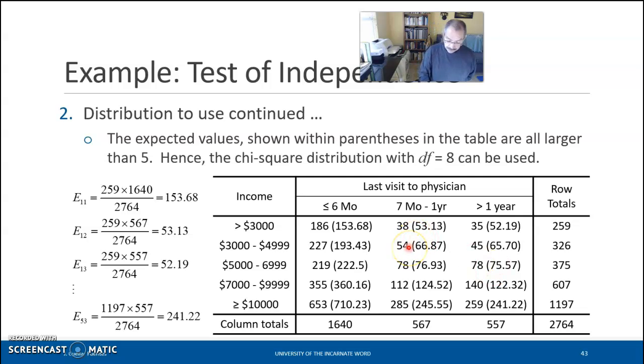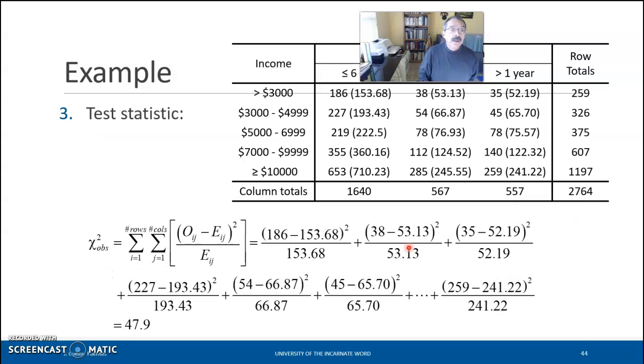All right, again, depending on the size of the table, these problems could have a lot of calculations to do. To calculate the test statistic, now we're going to use this table where we have the observed frequency and the expected frequency, and we're going to apply this formula. So again, we're going to start with the first row and then the first column, and then we go to the second row, next column, and so on.